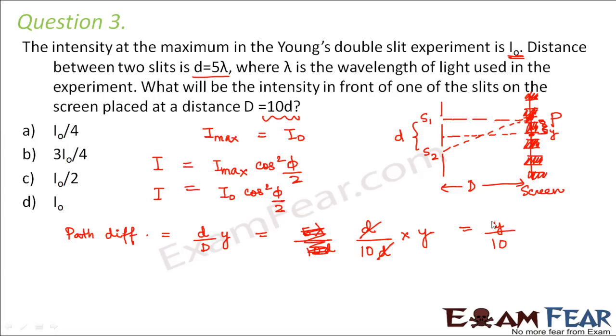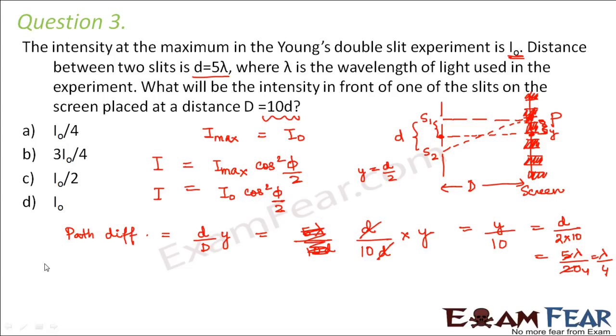Now, can you tell me what would be the value of y? y is basically the distance of point P from the center. Center means this point, the center between the two slits, so from this point till one of the slits. So the value of y will be half of the value of d. So y can be written as d by 2, and d is 5 lambda. So 5 lambda divided by 20 is equal to lambda by 4. So the path difference is lambda by 4.